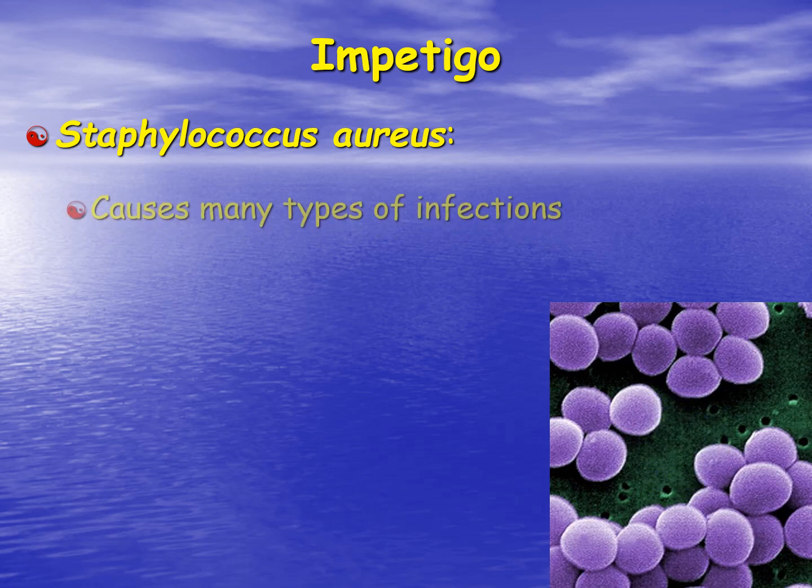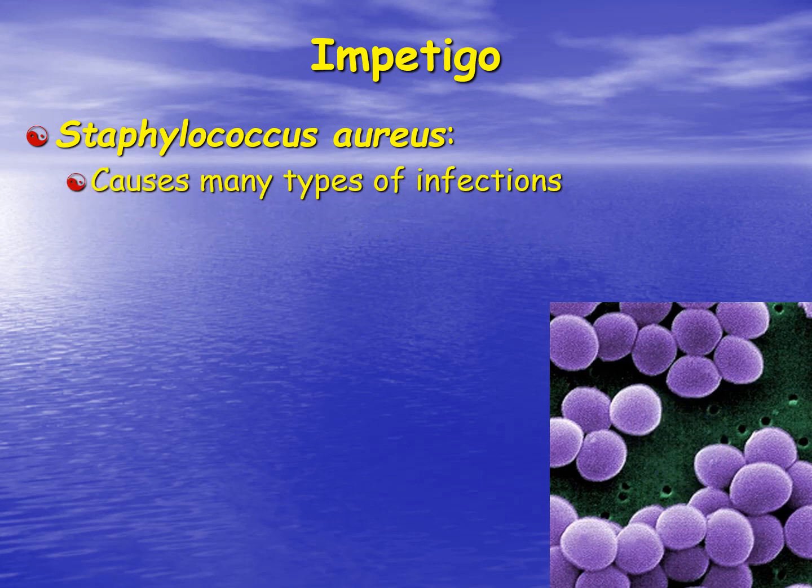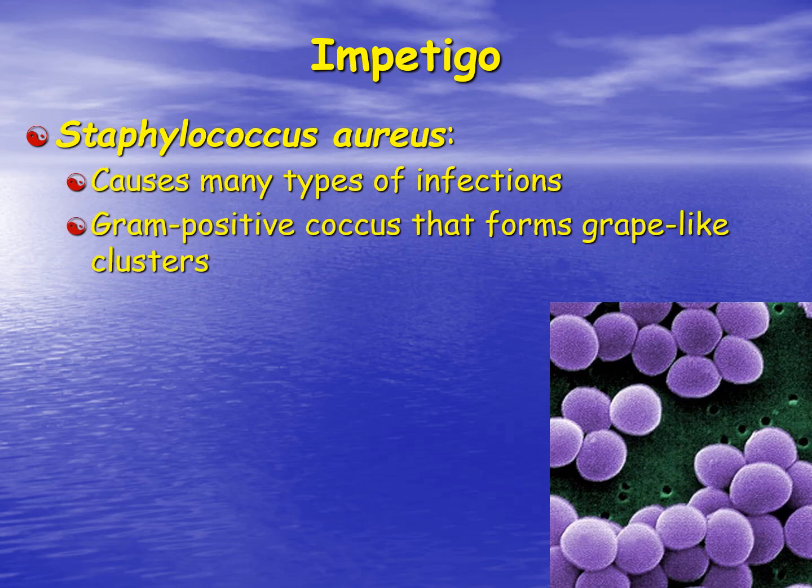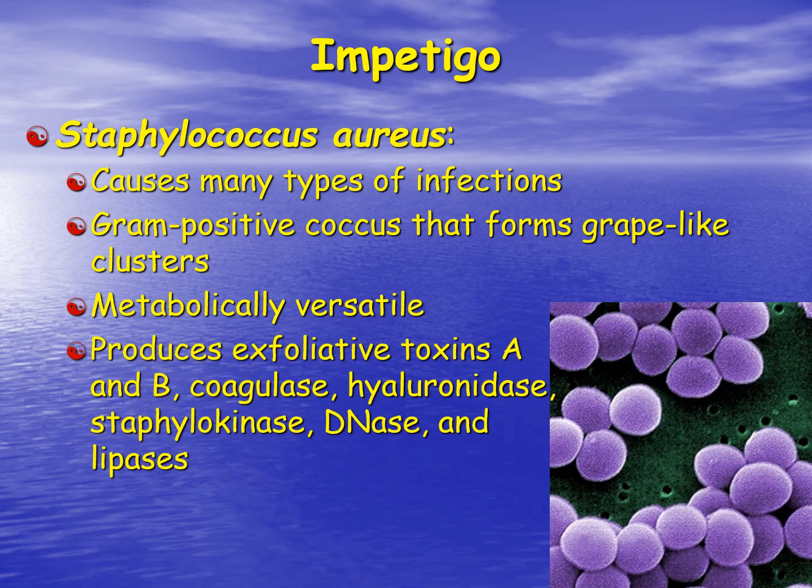If it's caused by Staph aureus, and of course we know staph will cause many types of infection, and that they're gram-positive cocci, they are metabolically versatile. That's why they can actually grow in lots of different places. They produce exfoliate toxins A and B, coagulase, which breaks down collagen, hyaluronidase, staphylokinase, DNase, and lipases.